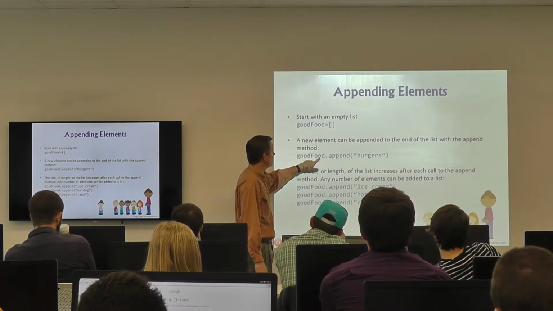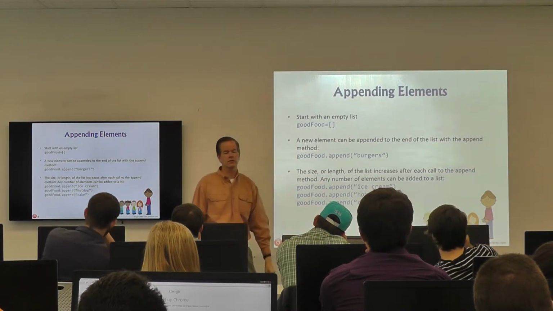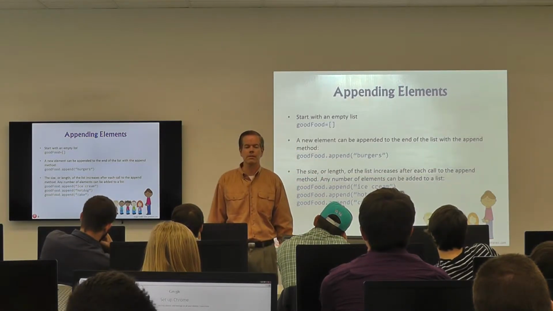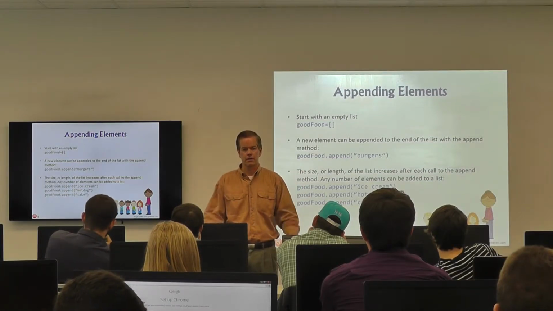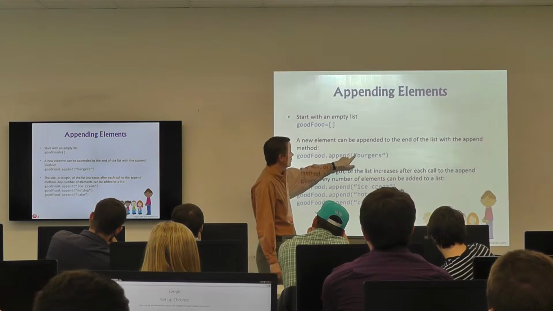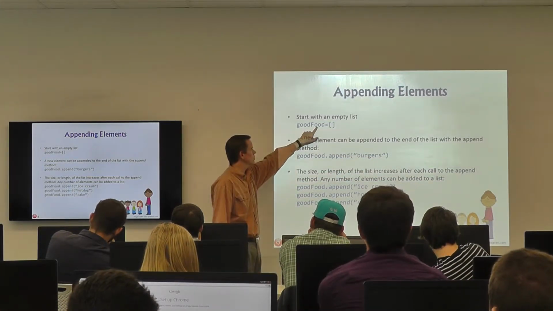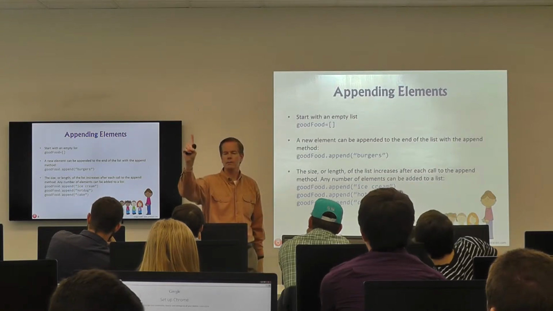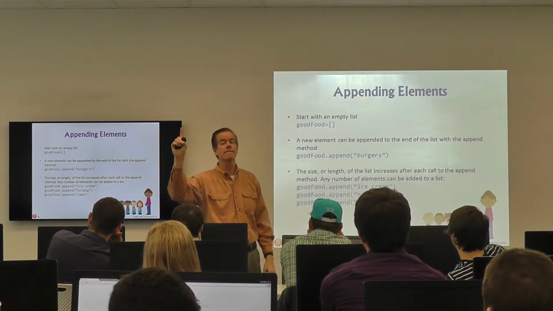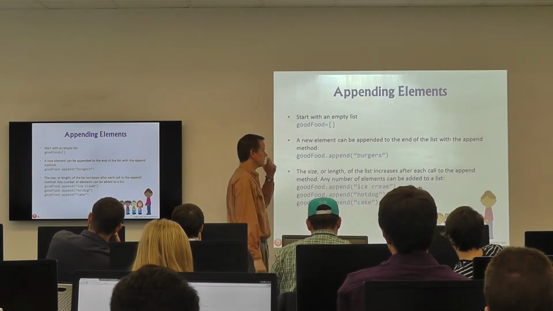So we got good food dot append, and the term for what append is in Python, we call it a method. So it's something that we use to modify a variable. We've got append, we put in double quote burgers. When we get done with this, the list good food is going to have 1 item in that list, and it's going to be what? Burgers, exactly. The size or length of the list increases after you call to it.